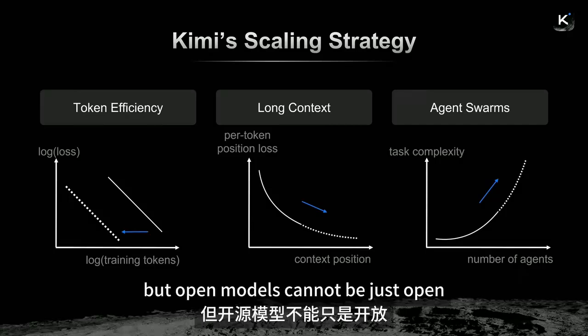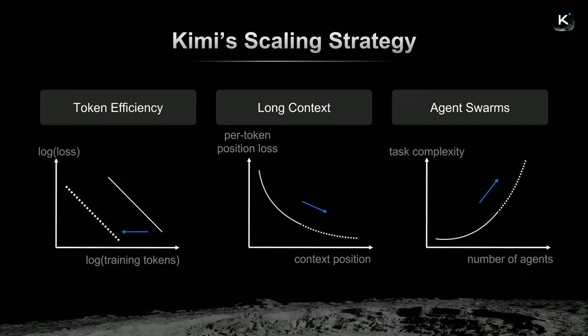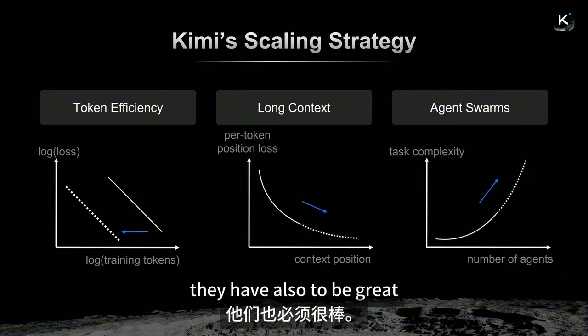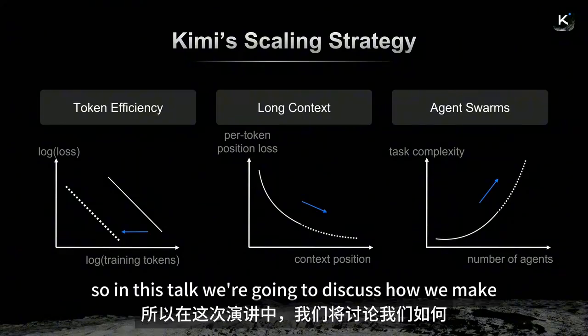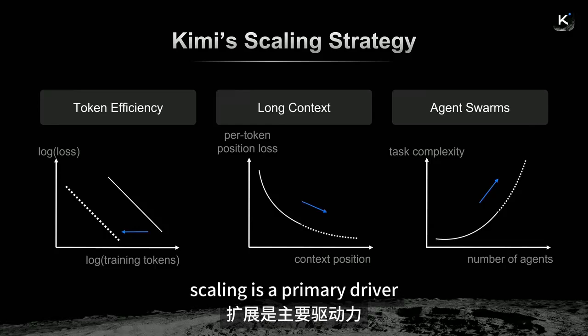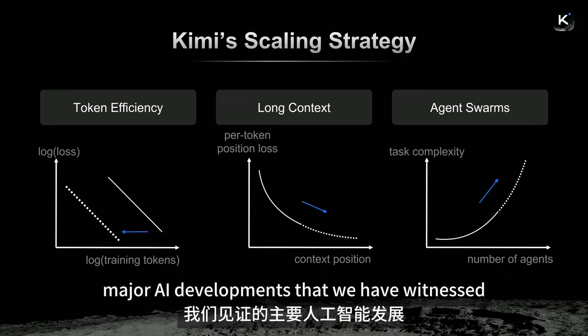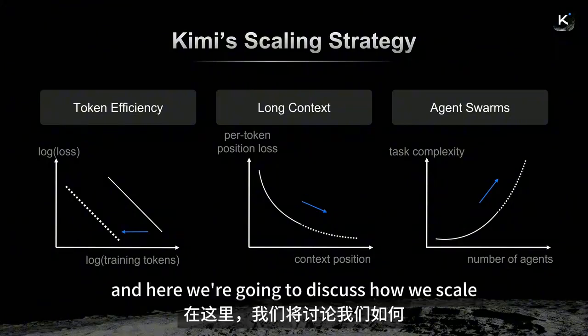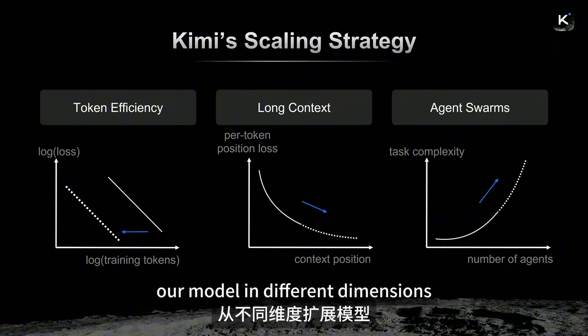But open models cannot be just open. They have also to be great. So in this talk, we're going to discuss how we make open models great. As we know, scaling is a primary driver for a lot of progress, maybe all of the major AI developments that we have witnessed in the last few years. And here we're going to discuss how we scale our model in different dimensions.